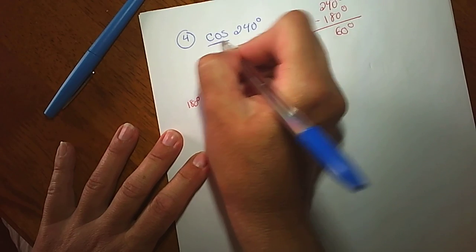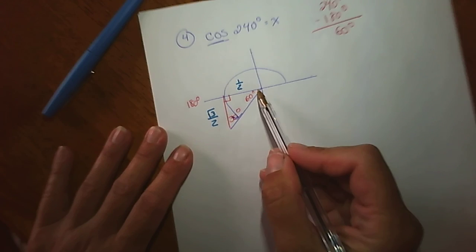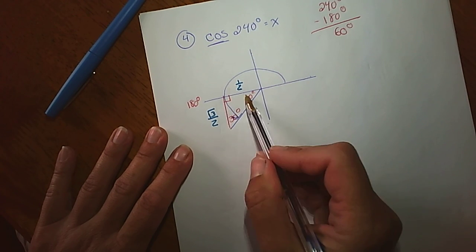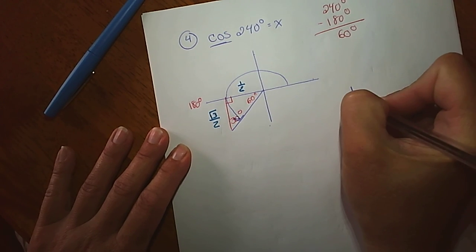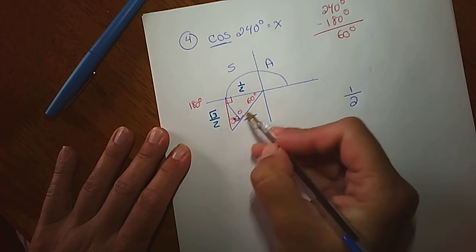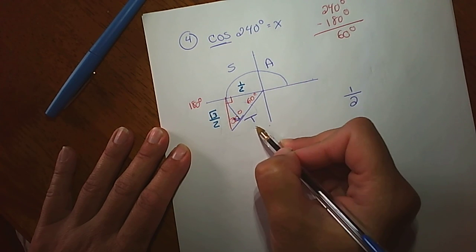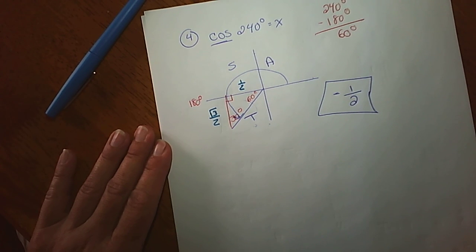Now, cosine. Cosine is always equal to the x value. What number is sitting on the x-axis? Oh, 1/2 is. So the answer to this question is going to be 1/2, but we have to do ASTC. Notice the triangle is drawn in the T quadrant, which means this answer is -1/2.